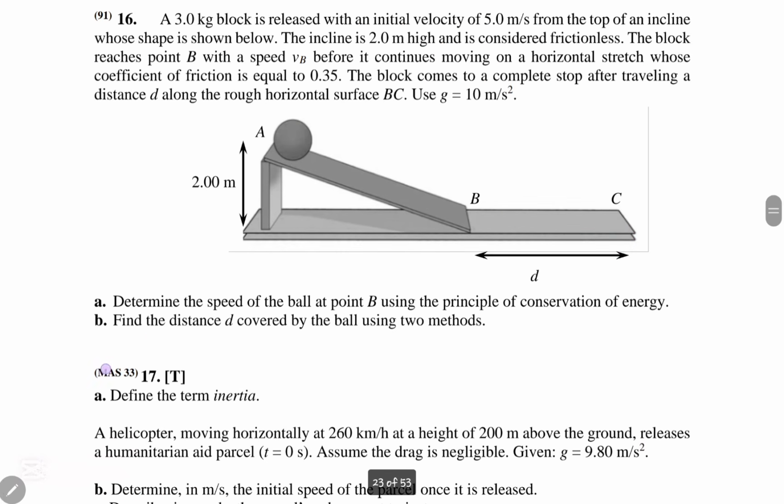We'll move on to question number 16. What does it say? A 3 kg block is released with an initial velocity of 5 meters per second. So v0 equals this. This is the mass. From the top of an inclined plane, whose shape is shown below. The inclined plane is 2 meters high and is considered frictionless. The block reaches the point B with a speed of vb. So here it has a speed of vb. It continues moving on a horizontal stretch whose coefficient of friction, so now we have friction over here, is 0.35. The block comes to a complete stop after traveling a distance d along the rough horizontal surface BC. Use g equals 10 meters per second squared.